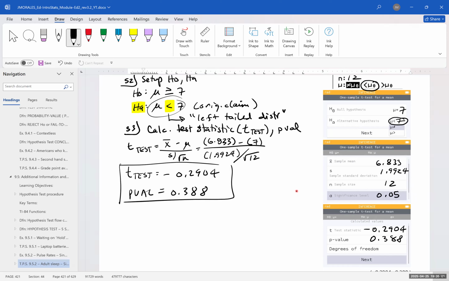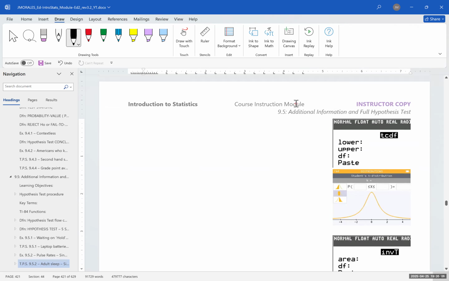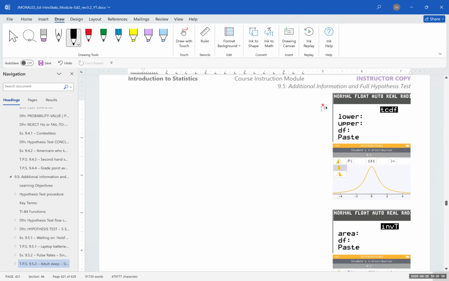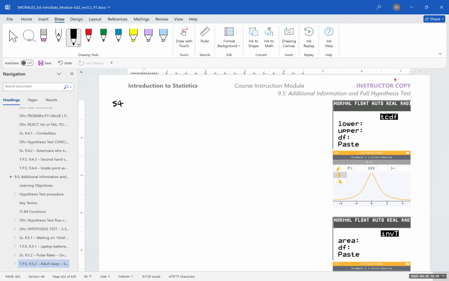All right. So let's go now to the next step, which is on this page. Okay, step 4. So this is to set up the distribution. And let me carry my values over from the previous page. So my test statistic was negative 0.2904 with a p-value of 0.388.